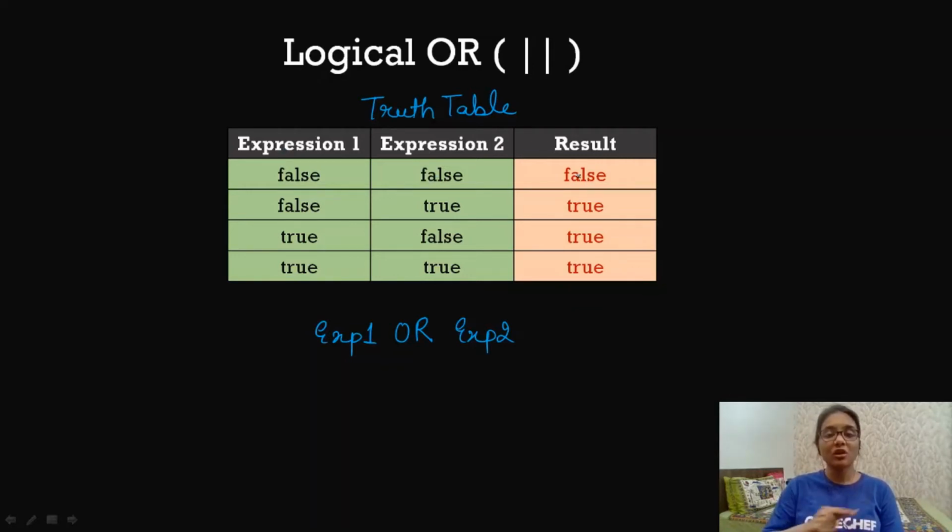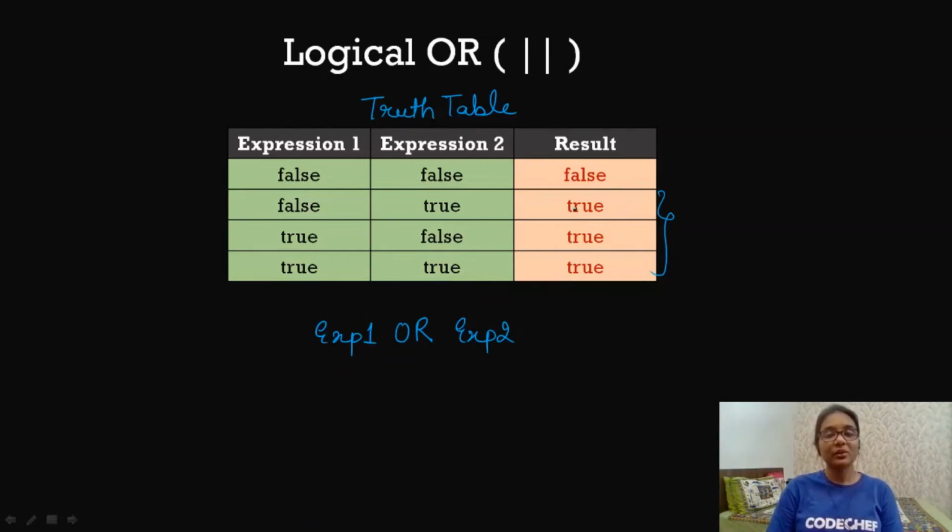That means if all of the expressions have the value as false on solving them, then the OR result will be false. Otherwise, in all other conditions, you can see whether it is false and true, true and false, or true and true, in all these conditions the final result of the entire expression will be true. We use the logical OR operator in those scenarios when we want that out of all the conditions, even if one condition is true, then our entire result should be true.